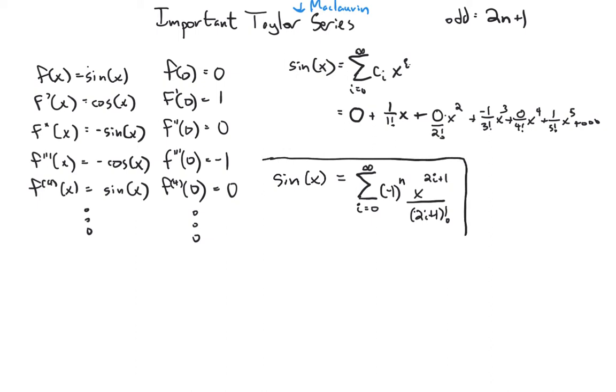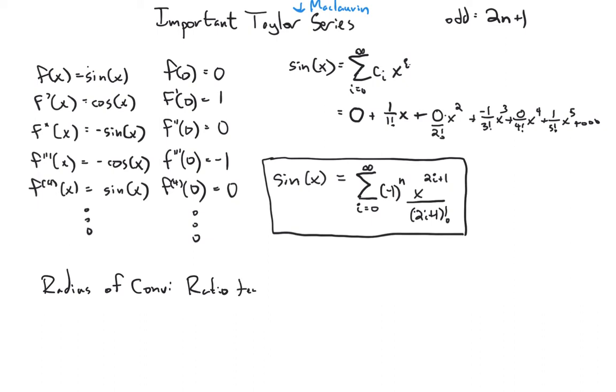So we can always use this in place of sine of x, which is fantastic. Now we just have to see the radius of convergence to see for what x this holds. So let's find the radius of convergence. So we'll use the ratio test again. That's always a good test. So it's going to be the i plus 1th term.